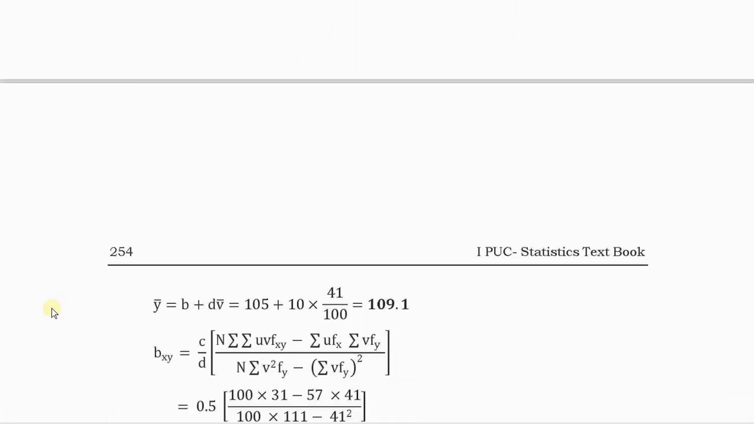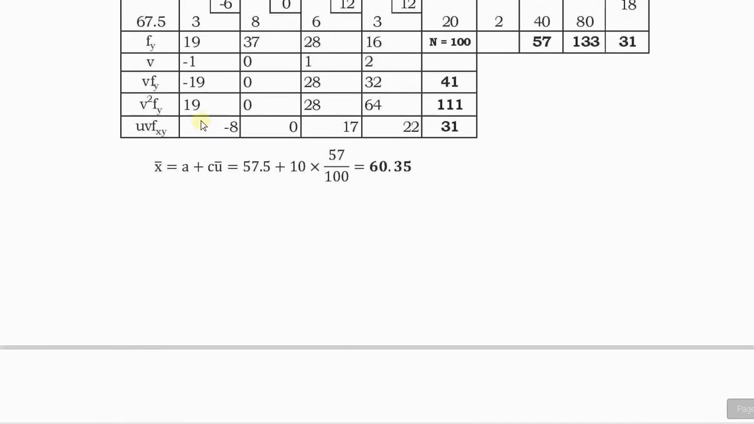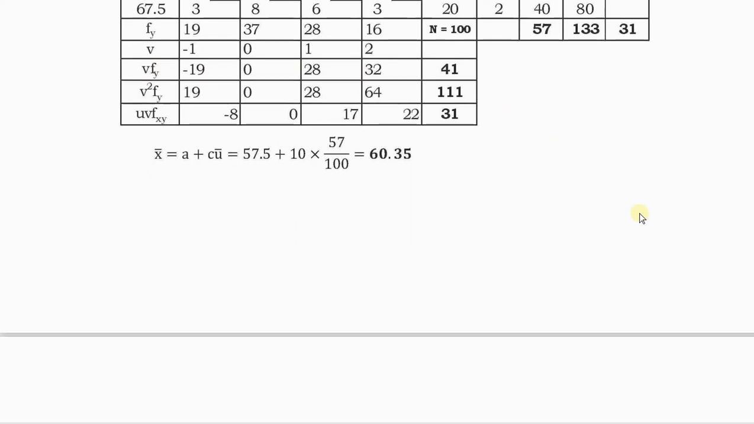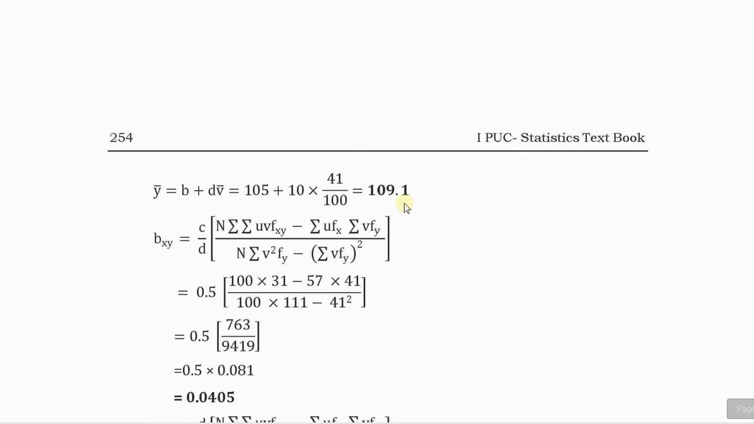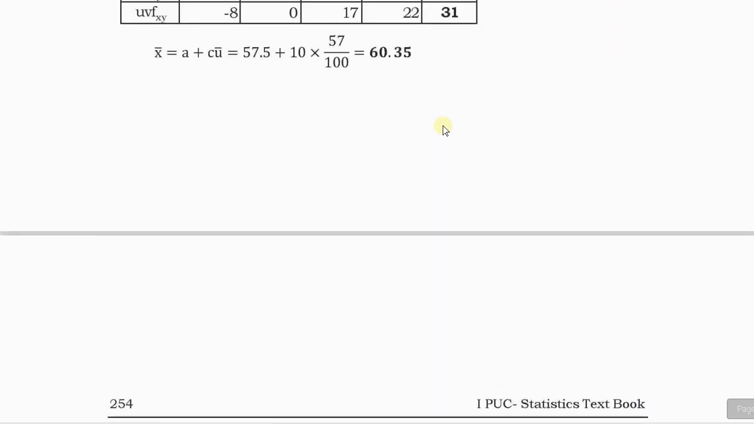Similarly, the mean for the variable y is b plus d into v bar. In the x we have taken a, here we take the value as b. So 105 plus 10 into 41 by 100, that is this column has been taken here. V into fy, similar to f into x. So 41, that results into 109.1.